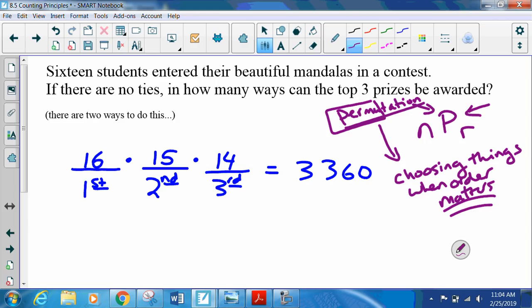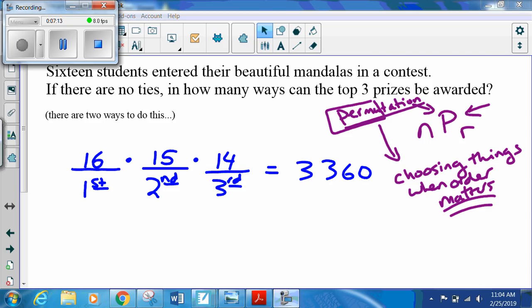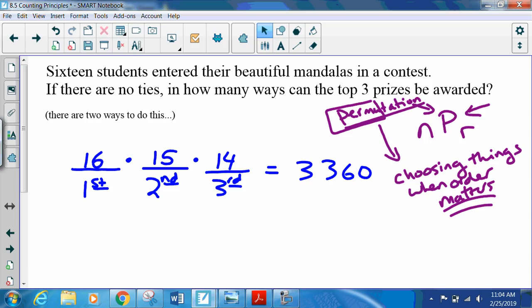So what do you mean order matters, Miss Overby? What are you talking about? Well, imagine that you had just done a mandala and you were in this contest. Would it matter to you whether you got first, second, or third? And if you can say yes, now some of you are like, no, I don't care, but most of us care. Order does matter. We want to be picked for the first prize, especially if first prize comes with $1,000 prize money. And so when we can say yes, order matters, we're going to use nPr.